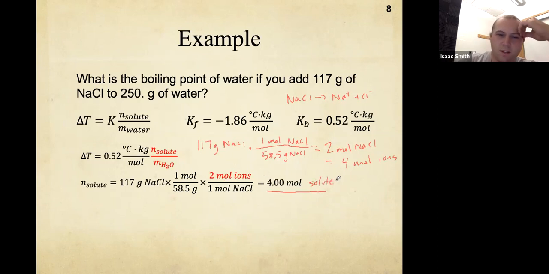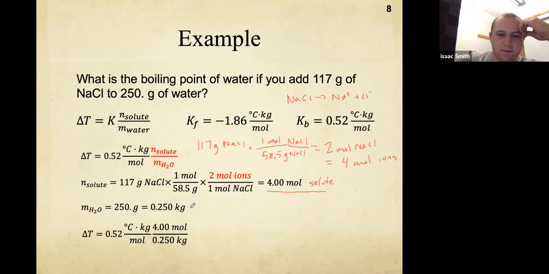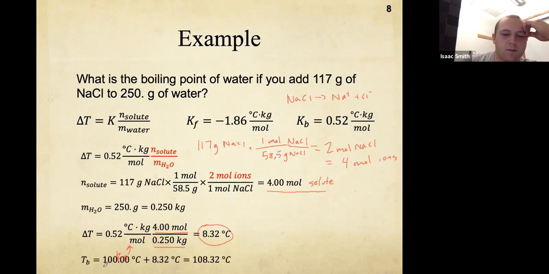Okay, so now that we have n, we can just put it in our equation. We convert the grams of water into kilograms, and we can use Kb here, right? And then we have the moles of solute over the mass of water in kilograms, and we can see that the boiling point goes up by 8.32. The original boiling point of water is 100. You add the 8.32, and your new boiling point is 108.32 degrees Celsius.